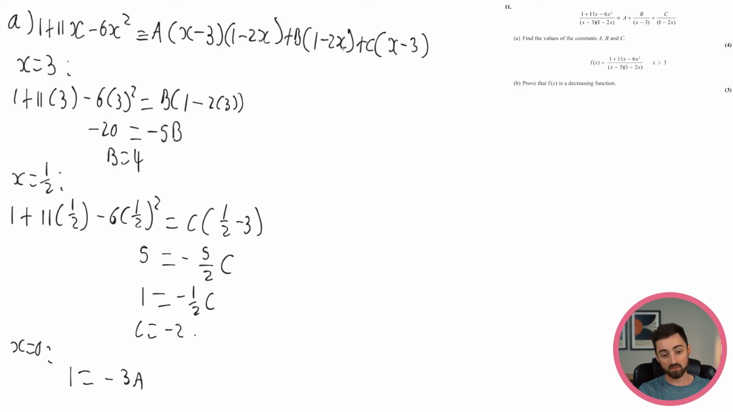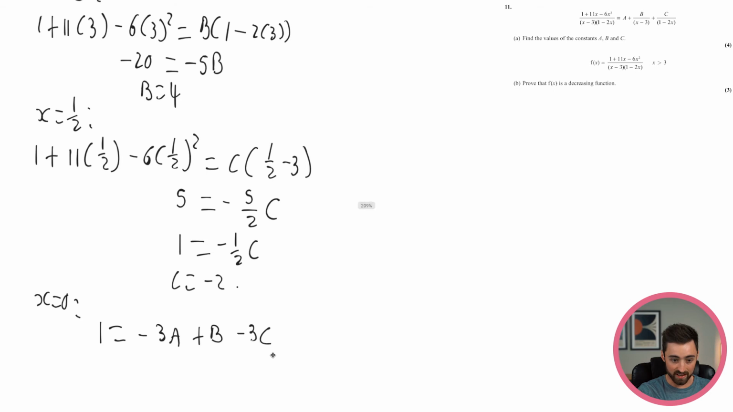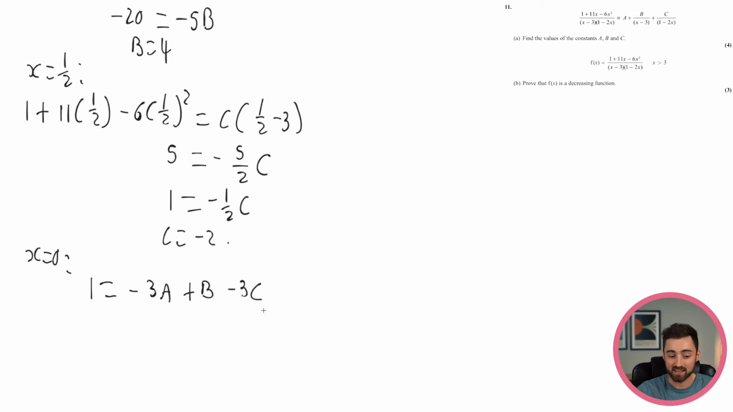The b term, well, this goes to 0, so it's just going to be b times 1, which is b. And then the c term, I get 0 minus 3 in this bracket, so minus 3 lots of c. So if you look now, I can just sub in my b and my c, can't I? So I get 1 equals minus 3a plus 4 minus 3 times minus 2, because that is c and that's b.